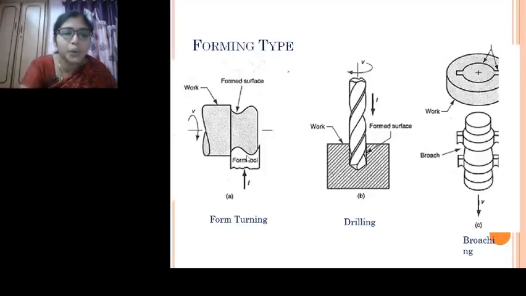Depending on this, you get the shape on the surface of the final component. Whereas in a drilling operation, the shape is determined by the shape of the tool. You get the hole. In the same way, in a broaching operation also, depending on the shape that you provide, the keyholes and all these will be obtained. This type of machining is called forming type, where the final component shape is dependent on the shape of the tool that is used.